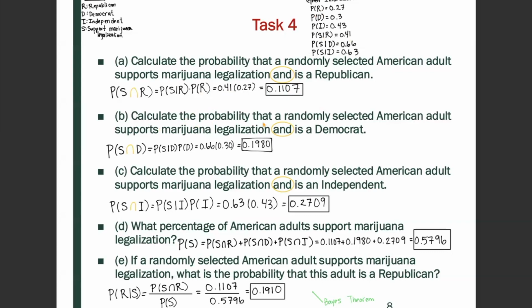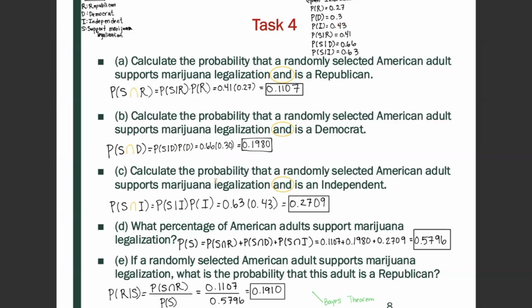Part B. Calculate the probability that a randomly selected American adult supports marijuana legalization and is a Democrat. So that would be the probability of S intersect D, which equals the probability of S given D times the probability of D. So in other words, the probability you support marijuana legalization given you're a Democrat times the probability you're a Democrat. And I keep saying you're, but really it's a person, an American, who is a Democrat, for example. So that would be 0.66 times 0.3, which is 0.1980.